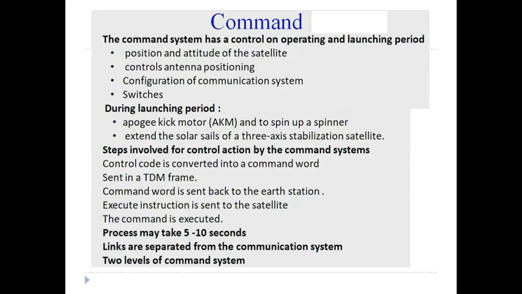The command system is used to make changes in attitude and corrections to the orbit and control the communication system. During launch, it is used to control the firing of the apogee kick motor and to spin up a spinner or extend the solar sails and antennas of a three-axis stabilized satellite.